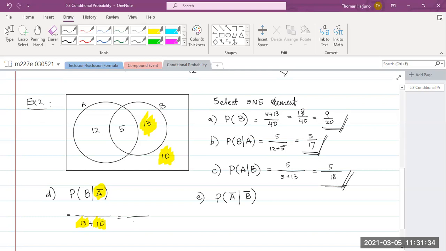So you select from 23 elements. Now, among those 23 elements outside of A, how many of them are in B? There are 13 of them, right? So the probability of selecting B given it is not in A is 13 out of 23.